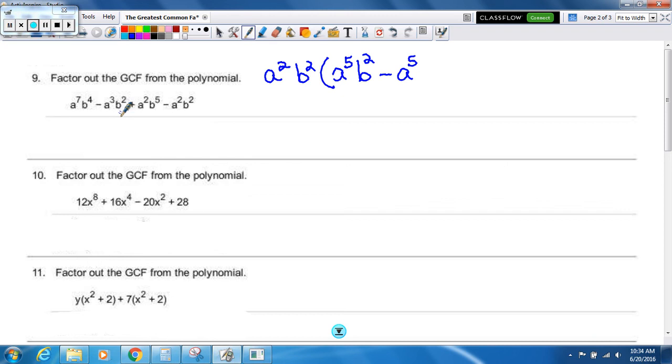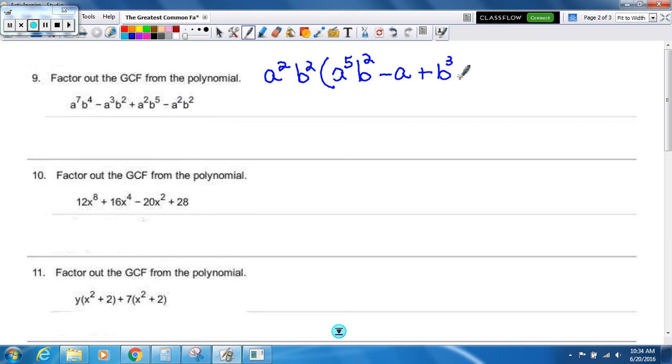I have 7 a's, I took 2 out, so that's 5 left over. And I have, oops, sorry, I went to the wrong one. Let's go to this one. I have 3 a's, I took 2 out, so that's an a left over. I have 2 b's, but I took them out. Then I've got a plus sign. I have 2 a's, but I took them out. I have 5 b's, but I took 2 out, so that's 3 left over, so that's b cubed.